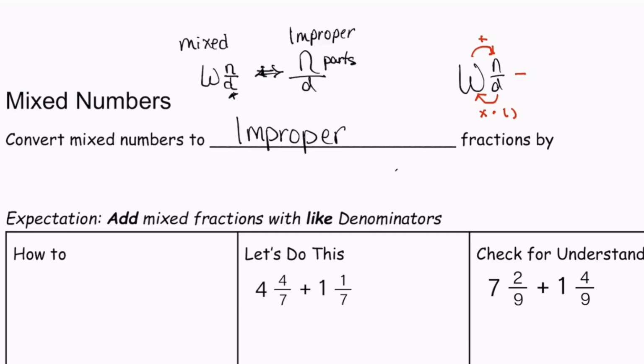So let's look at how this would look here. We take that denominator, and we are going to multiply it by our whole number, and then we're going to add the numerator to that, and then in the denominator position of this fraction, we are going to leave that denominator. That is how we're going to convert mixed numbers to improper fractions.